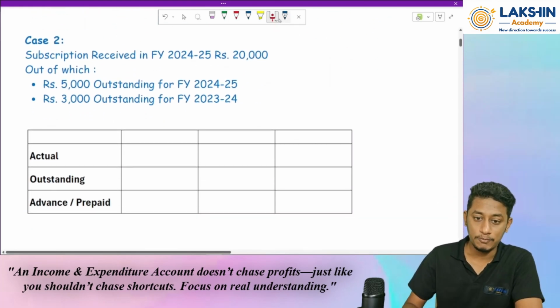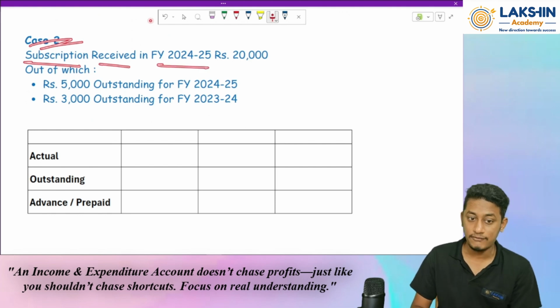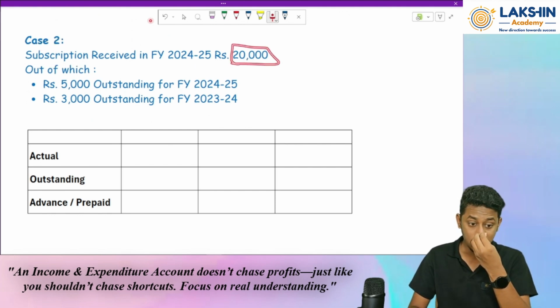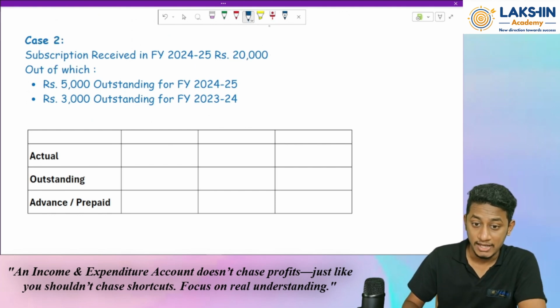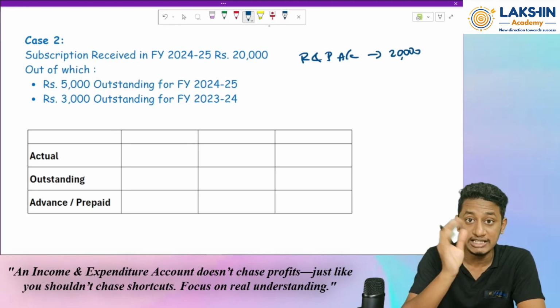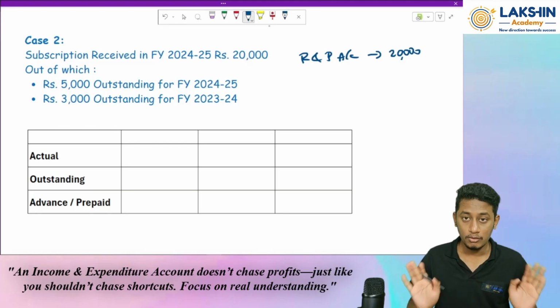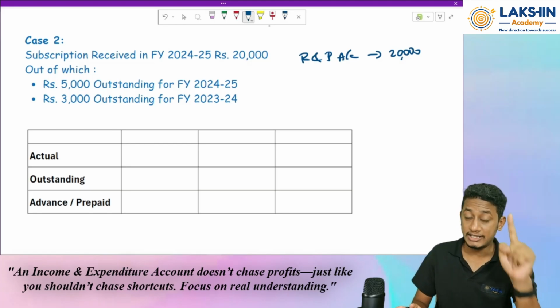Okay. Now going ahead, let's take case number 2. In case number 2, the subscription received for the financial year 24-25 is rupees 20,000. So straight away, in my receipts and payments account, what do I enter? Rupees 20,000 is received. So this goes to my receipts and payments account. Why? Because whatever is received is received. That's it. Only for the purpose of the receipts and payments account.